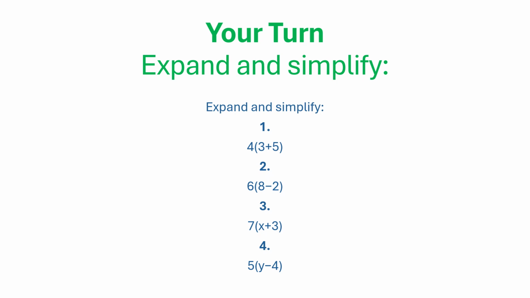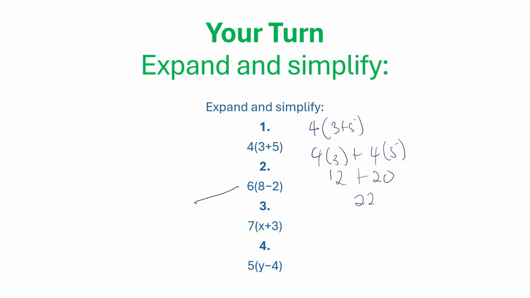So we have the expression here, 4 times (3 plus 5). Let's do the simplification. 4 multiplied by (3 plus 5). You have 4 times 3 plus 4 times 5. That will give you 12 plus 20, and that will give you 32.